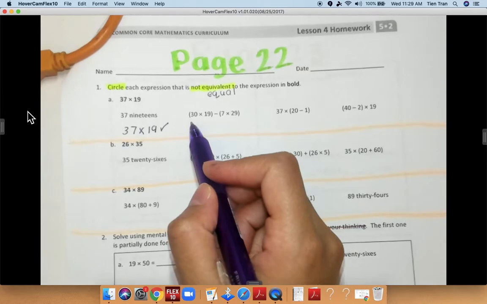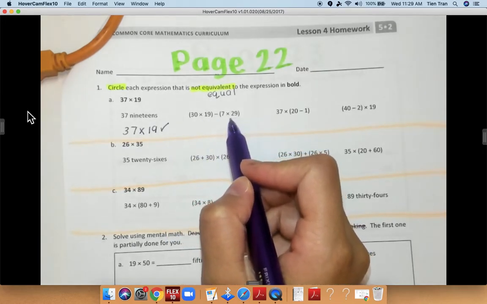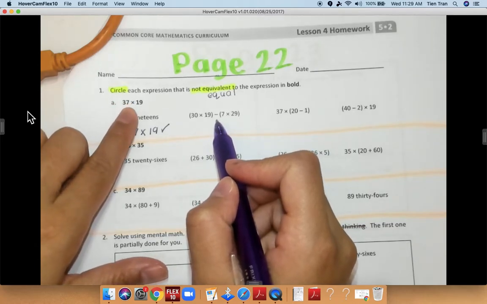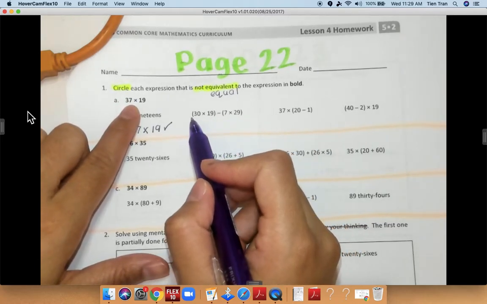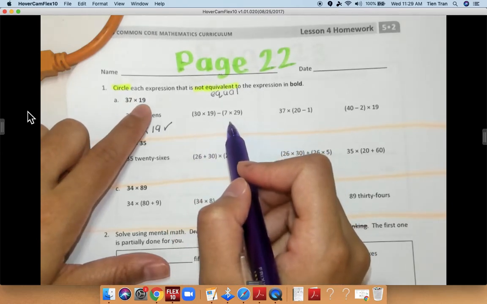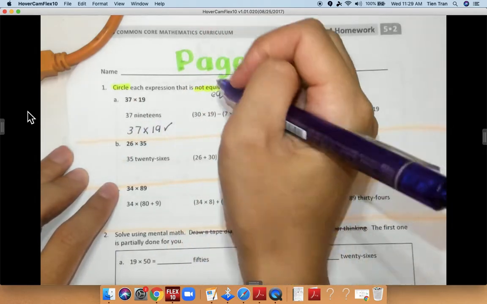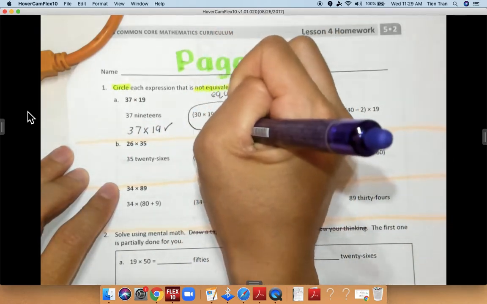The second one, we have 30 times 19 minus 7 times 29. Obviously, these two are not the same. And the reason I know is because 30 times 19 is not going to give me 37. And 7 times 29 is not going to give me 19. So this is one of the equations that I am going to circle.